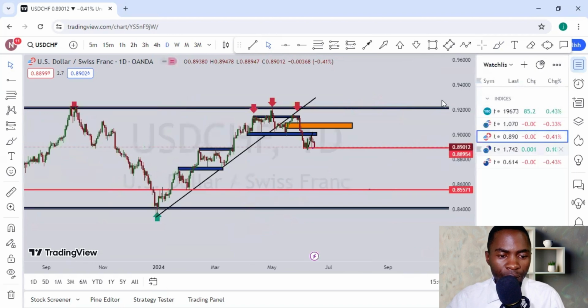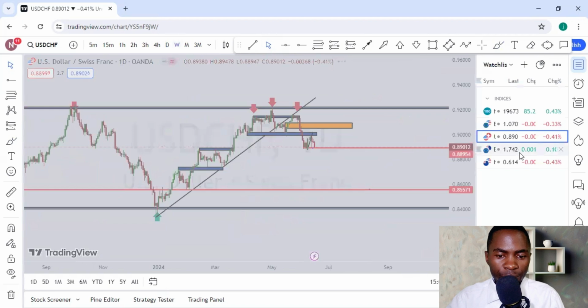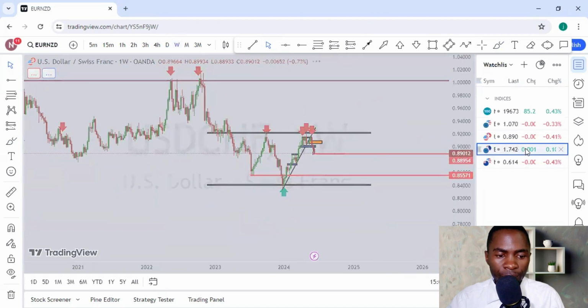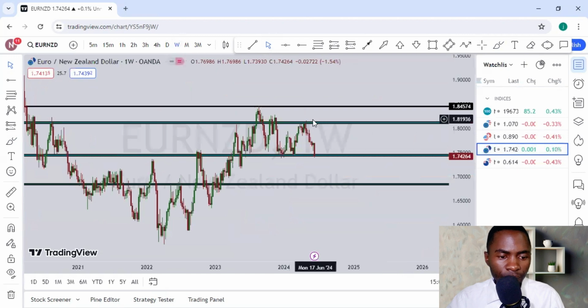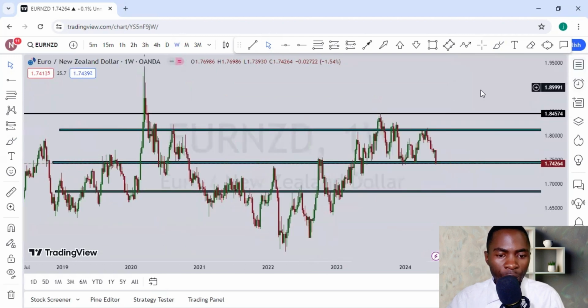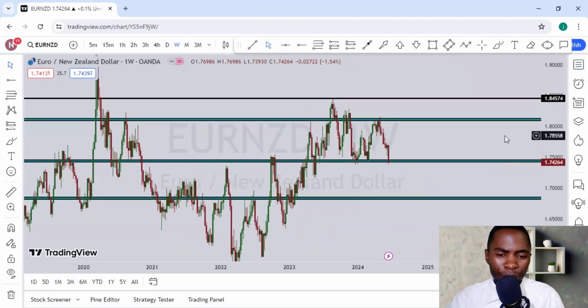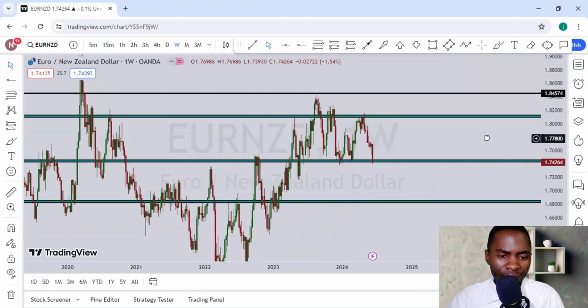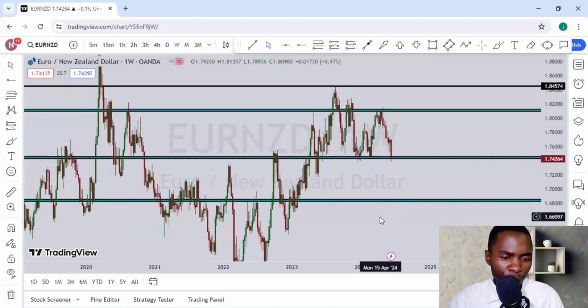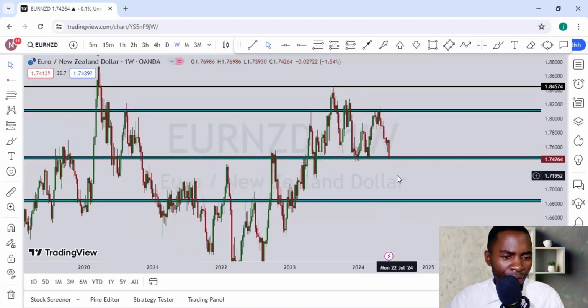Apart from that one, I have two pairs where I am also seeing something. One of these two pairs is Euro NZD. I'm seeing something on Euro NZD actually. So I want to do this analysis and see if we can have something on Euro NZD, or we can expect something on Euro NZD.